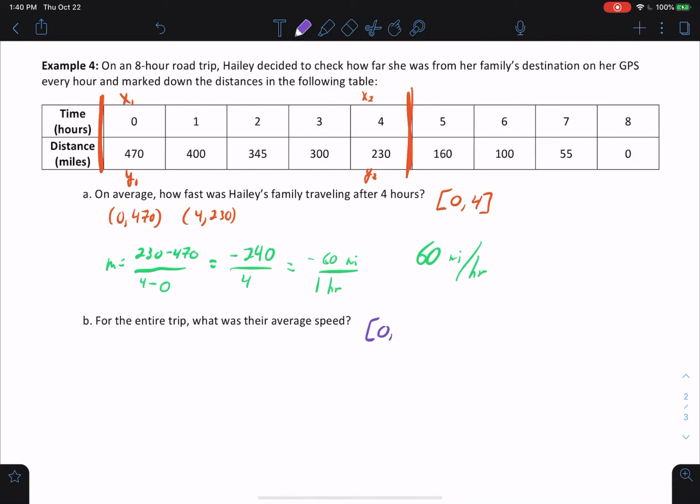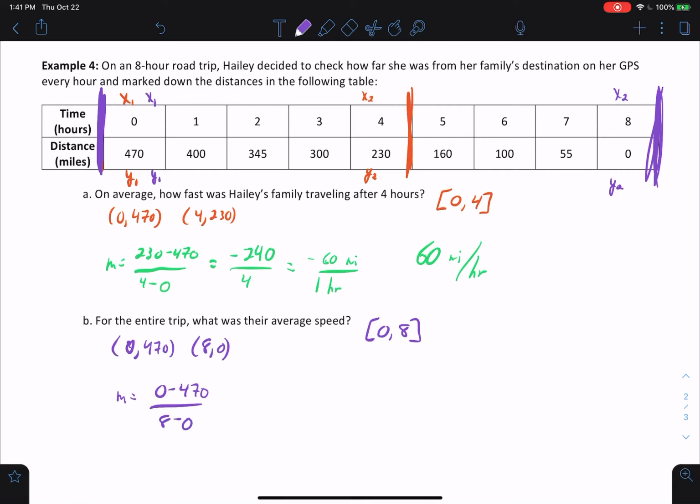So this is going to be the entire interval from 0 to 8. Okay, so this is still going to be x1, y1. And then over here, it's going to be x2, y2. So I'm finding the slope between 0, 470 and 8, 0. So my slope is 0 minus 470 over 8 minus 0. So that is going to be negative 470 over 8. That's going to be negative 58.75 over 1.